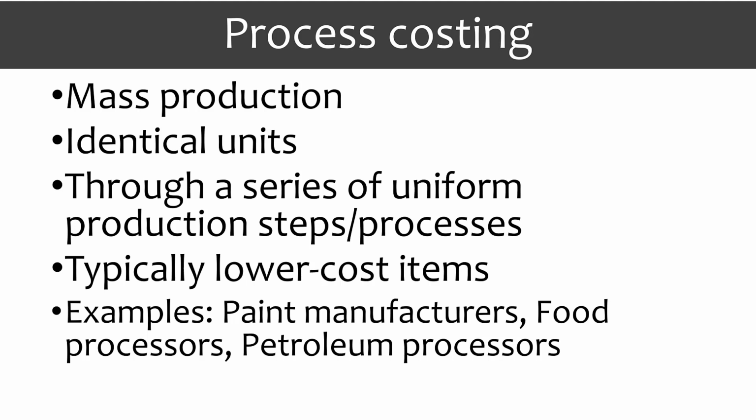Examples of process costing include paint manufacturers, food processors, or food manufacturers, petroleum processors.